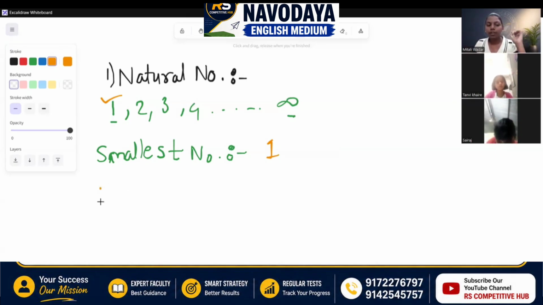And here in natural numbers, we have a note and you have to write this note. It will also be asked in your Navodaya exam: which number is not listed in the natural numbers? Do you know which number? Zero, right? Zero is where we start counting here.